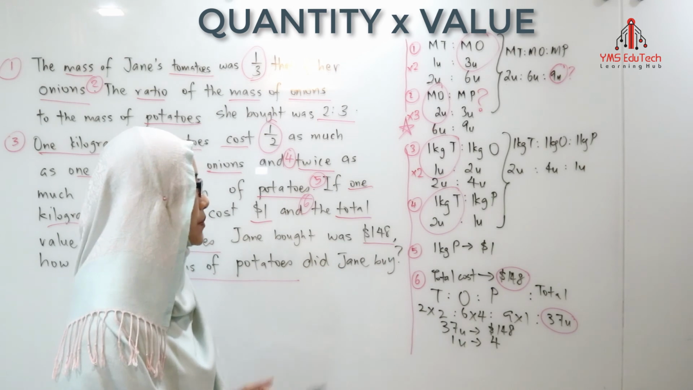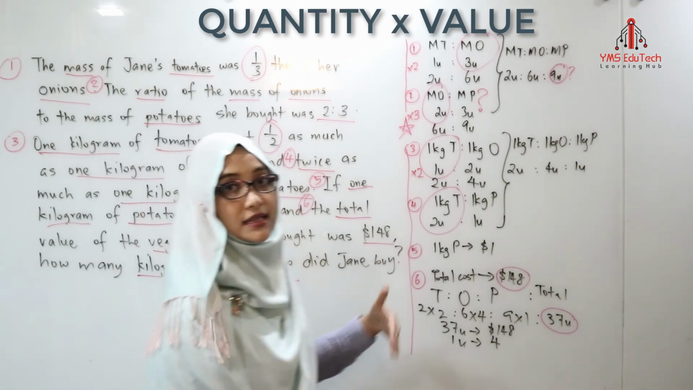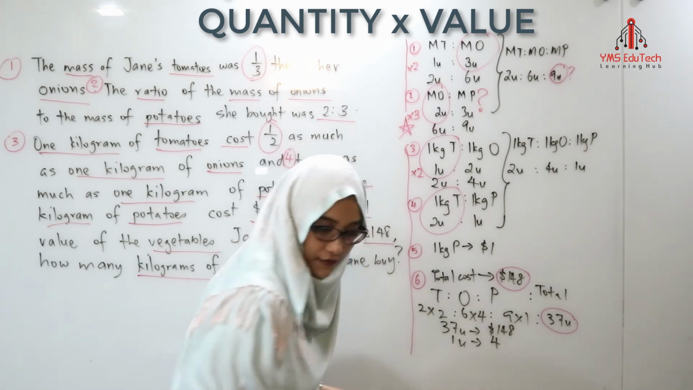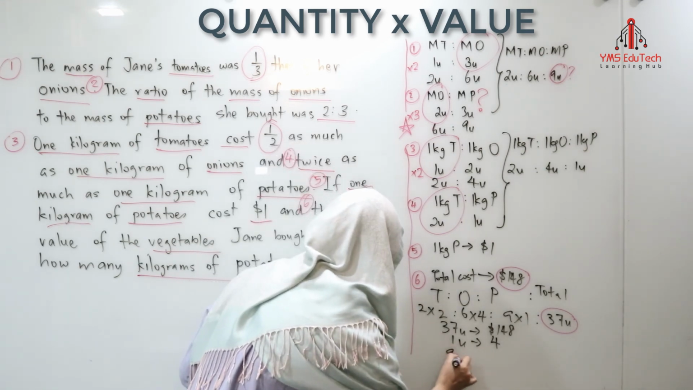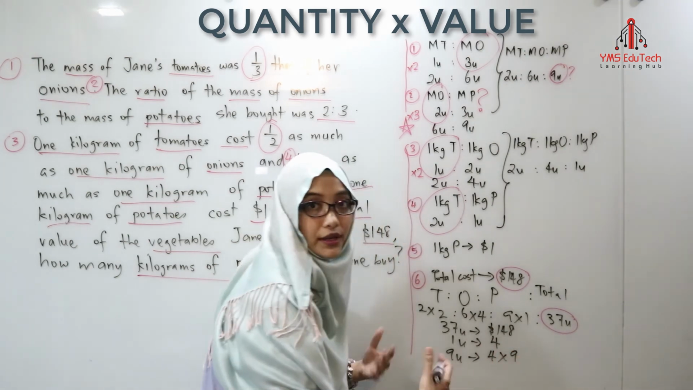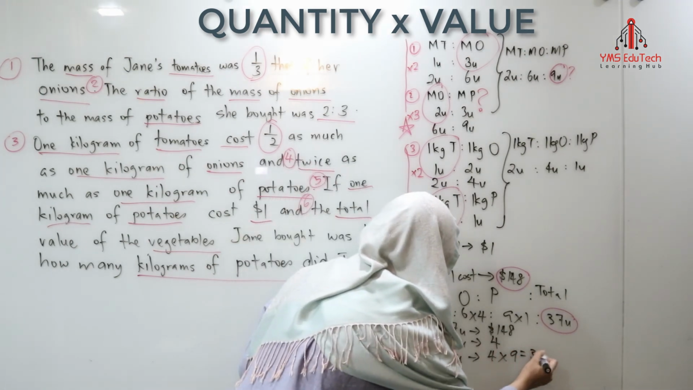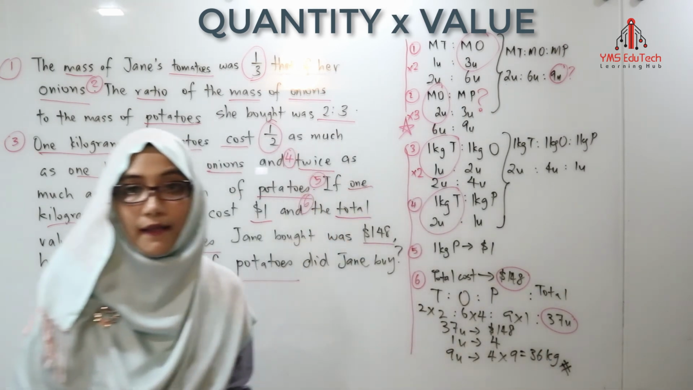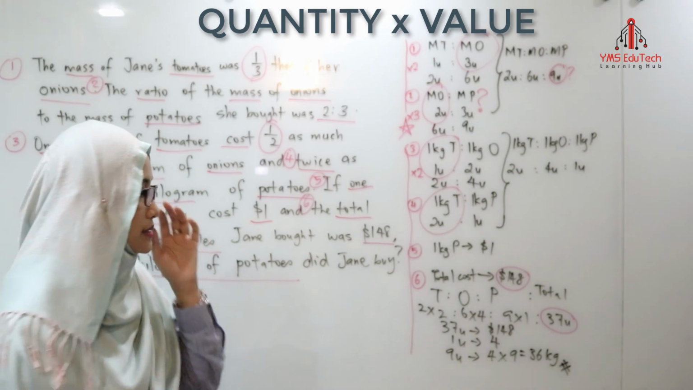Okay, so I'm interested in finding the mass of potatoes. So I'm interested in finding 9 units. That will be 4 multiplied by 9, or 9 multiplied by 4. That will give me 36 kilograms. Okay, 36 kilograms.